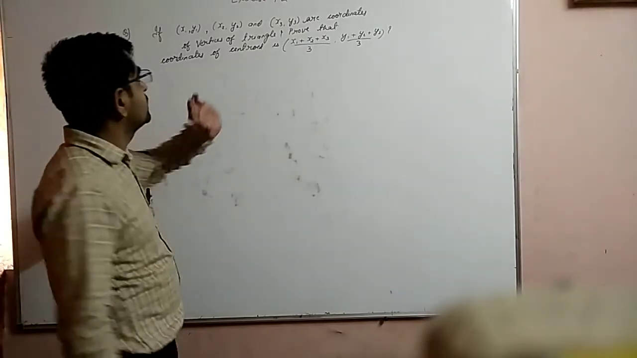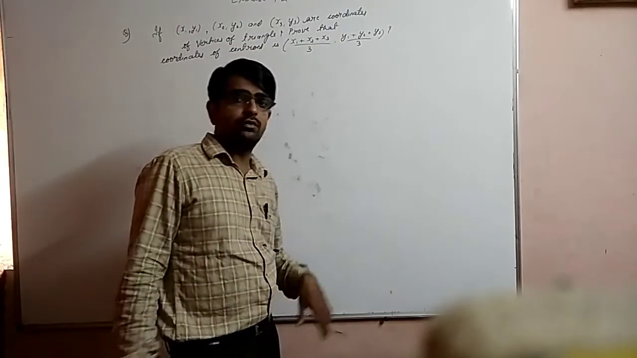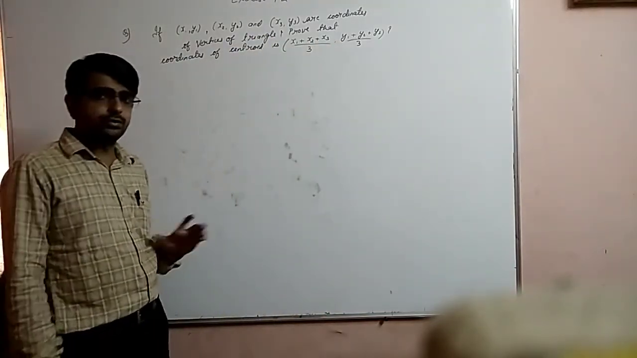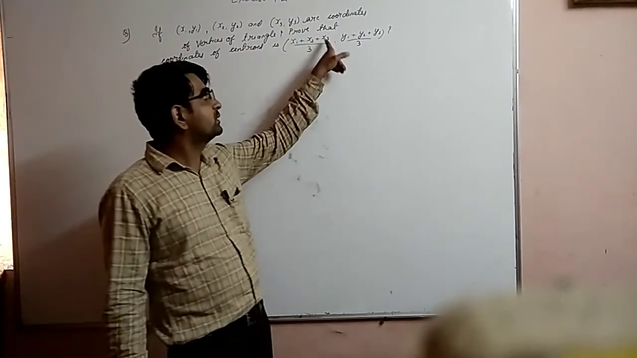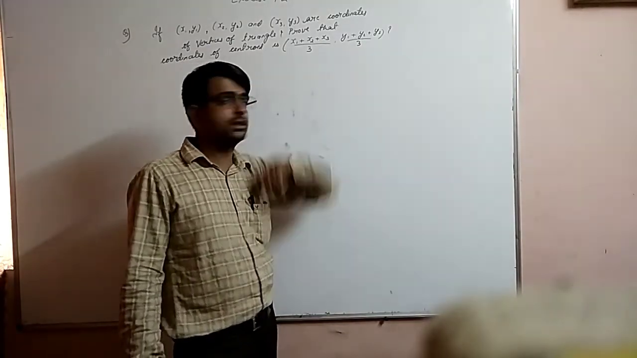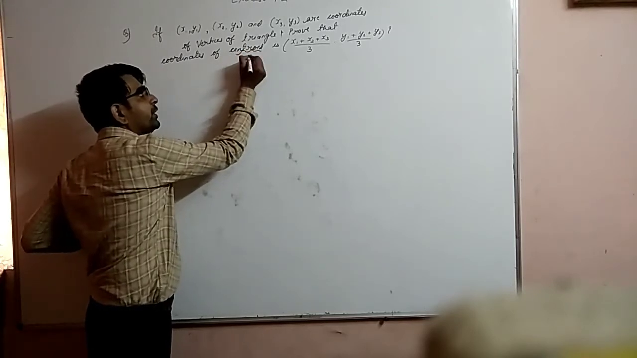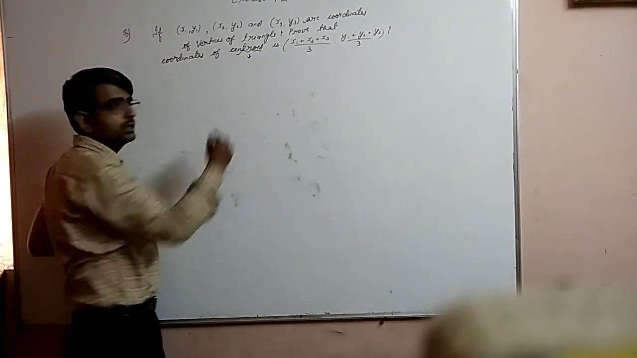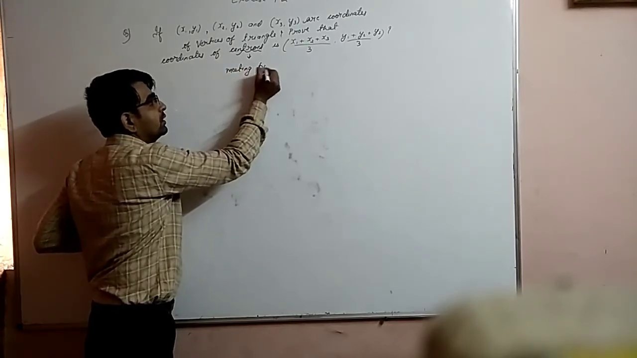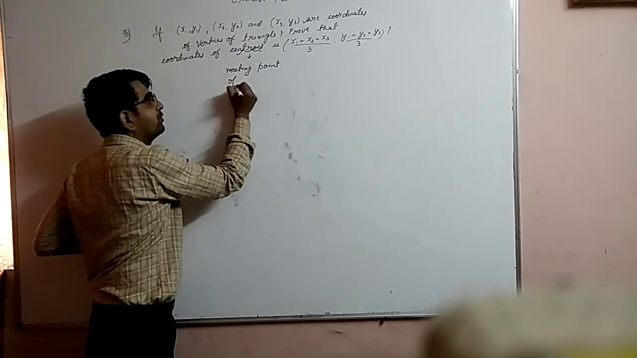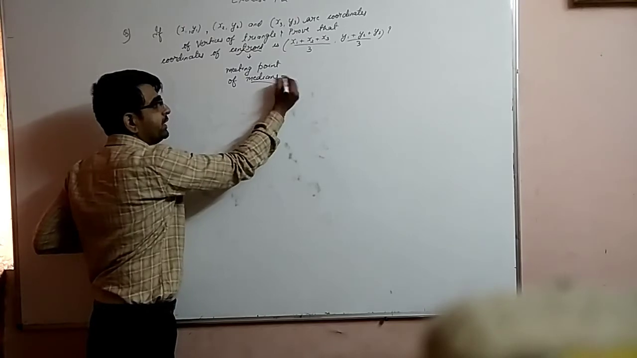Okay, see one more question. If (x1, y1), (x2, y2) and (x3, y3) are coordinates of vertices of a triangle, we have to prove that the coordinates of the centroid are (x1 plus x2 plus x3 by 3, y1 plus y2 plus y3 by 3). Okay. So before starting, what is this centroid? Centroid is the meeting point of medians. Now what is this median?